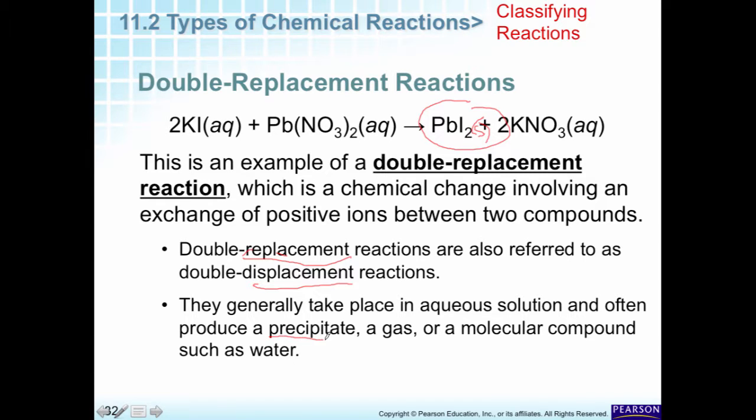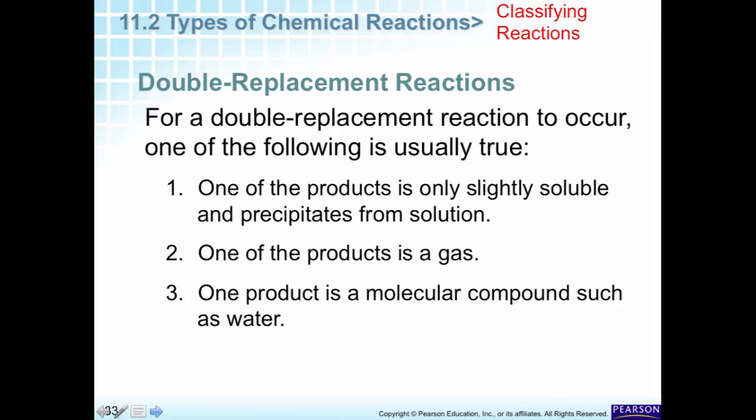So what do we need? We're either going to make a precipitate, a gas, or a molecular compound, such as water. That's a little trickier one because if you're in aqueous solution and you're making water, you're not necessarily going to see that. But these two are definitely a sign that a reaction has occurred, and you can see that. This one you're going to find out when you balance your equation. All right, so one of these things must be true.